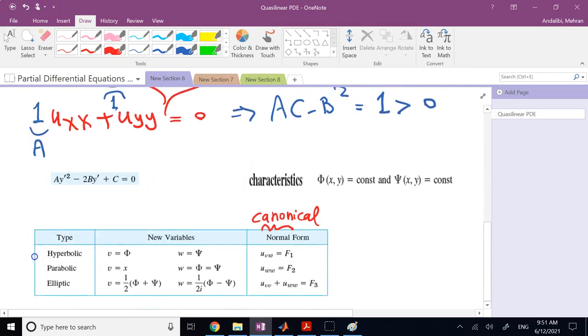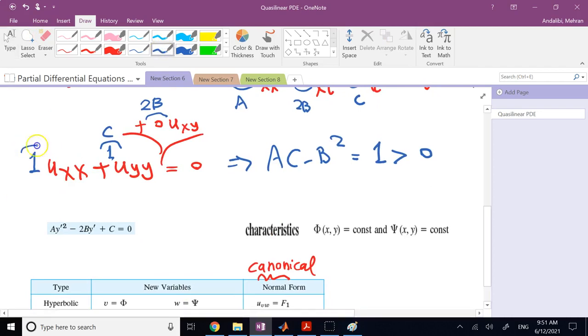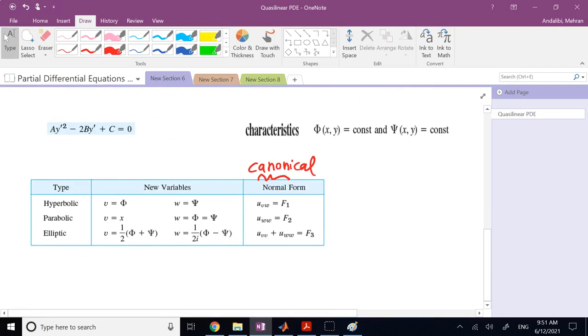The importance is this. Each one of these categories of PDEs can be converted into what we call their canonical or normal form by a transformation. So if the independent variables in the original equation are x and y, now we come up with two new functions, phi of x and y and psi of x and y. And then either phi and psi or a combination of them is used to now convert your PDE, which was defined over x and y, to now being defined over this v and w, which, as I said, are these phi and psi functions. We call them characteristic function of that PDE. And now in this VW space, the form of the PDE is quite easier to solve.